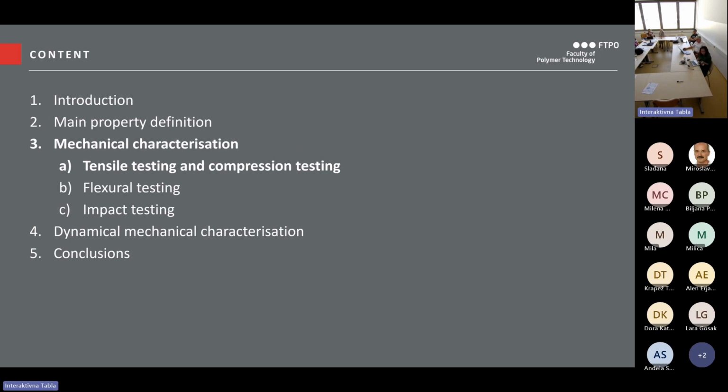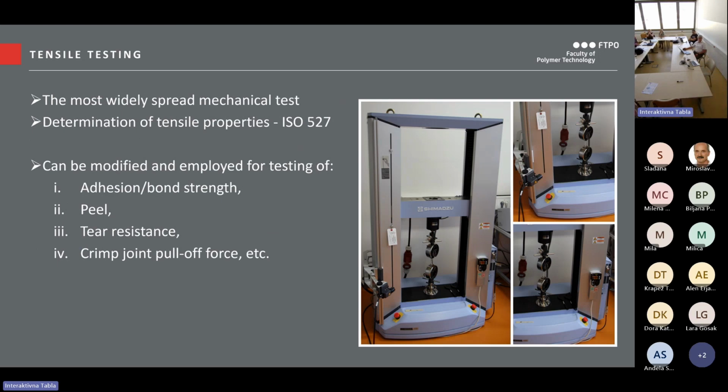If we move forward to mechanical characterization, first we will go through the tensile testing. Tensile test is actually the most widely spread mechanical test. For the determination of tensile properties of polymers, we use ISO 527. Tensile test can be otherwise modified and employed for testing of adhesion, bond strength, peel forces, tear resistance, crimp joint pull force, based on where we apply the tensile force.